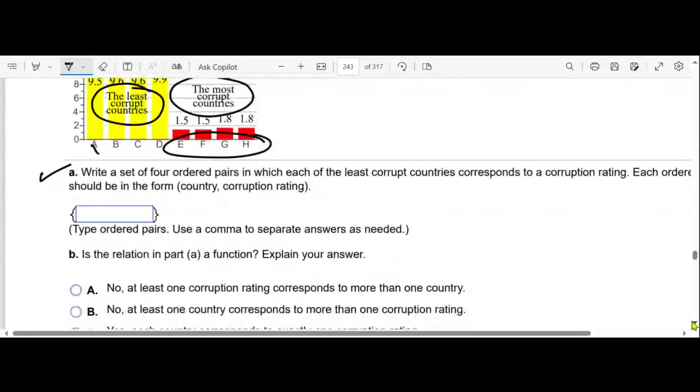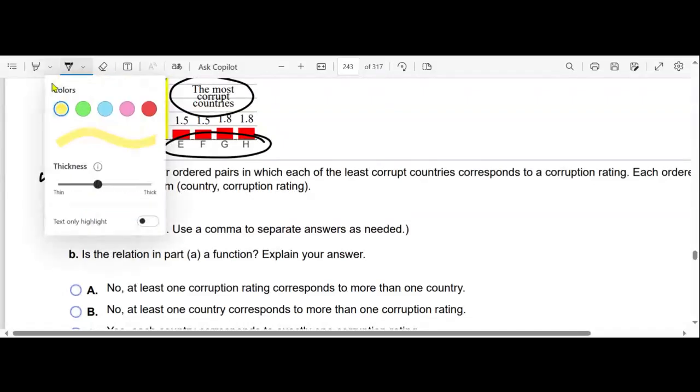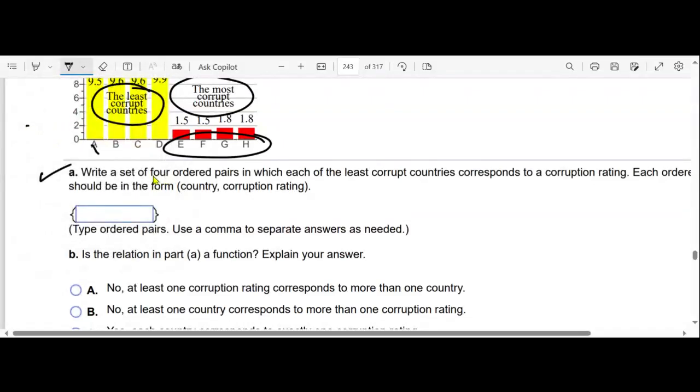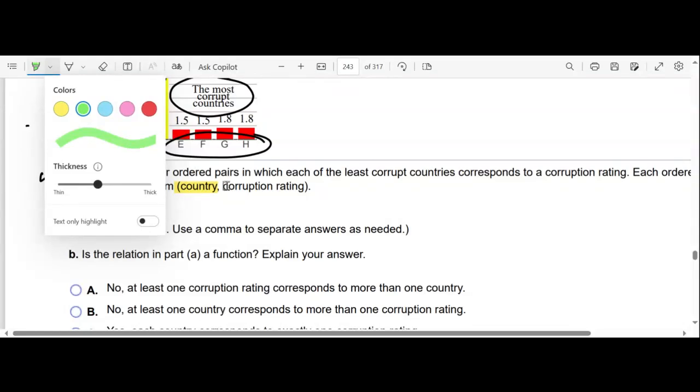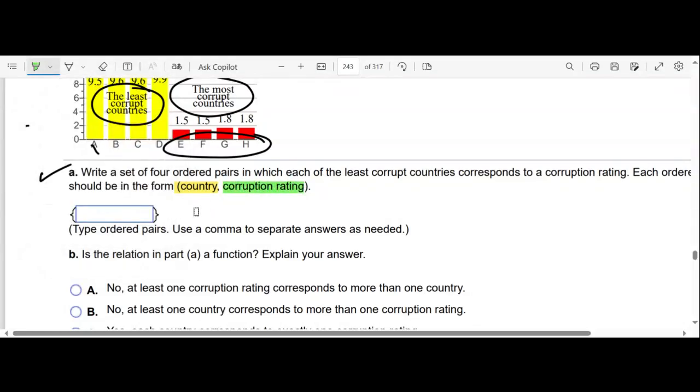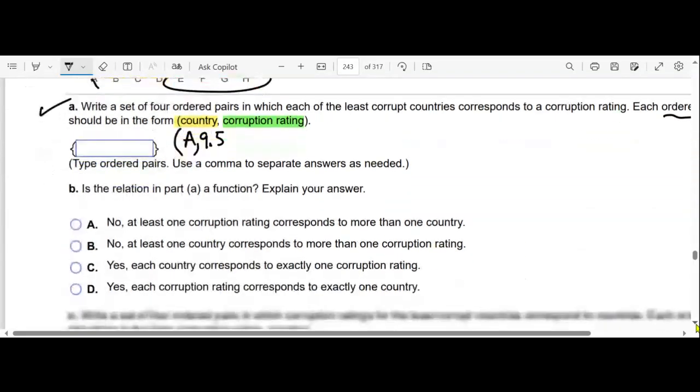Write a set of four ordered pairs in which each of the least corrupt countries corresponds to a corruption rating. Each ordered pair should be in the form country, corruption rating. Okay, so we're going to write it in what? In ordered pairs. So tell me what's the first country? A. Okay, comma, 9.5. That's the first country. What's the second country?